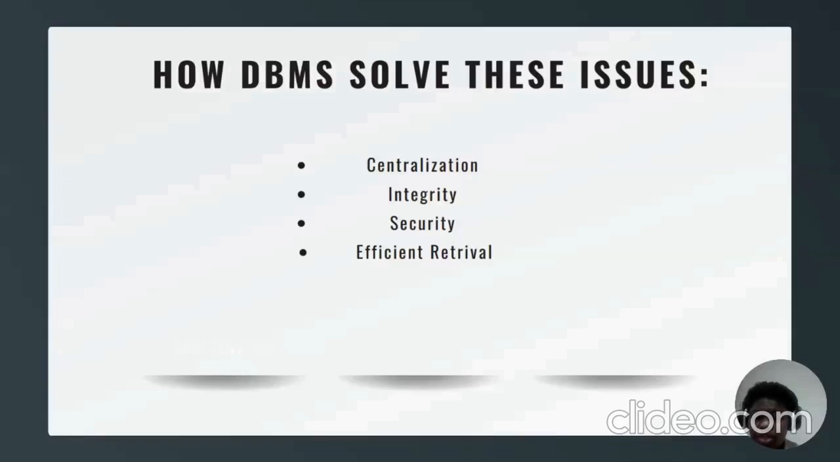By centralization. Database management systems centralize data, reducing redundancy by storing information in a single repository. This ensures that all departments access the same data, eliminating discrepancies. Centralization also simplifies data management as updates made in one place reflect across the entire system.